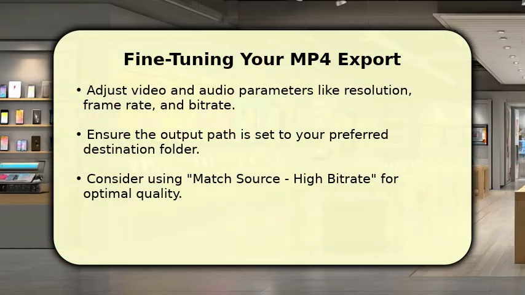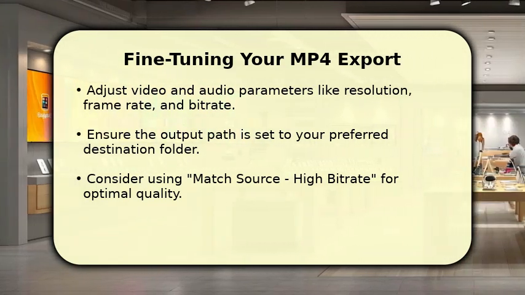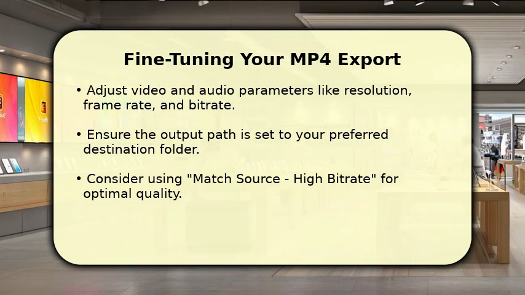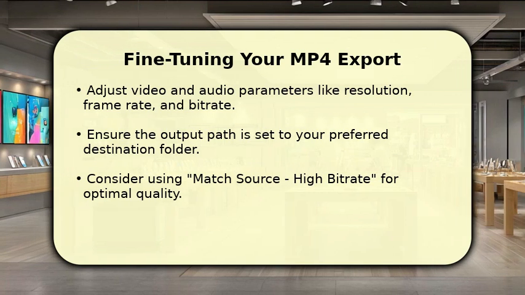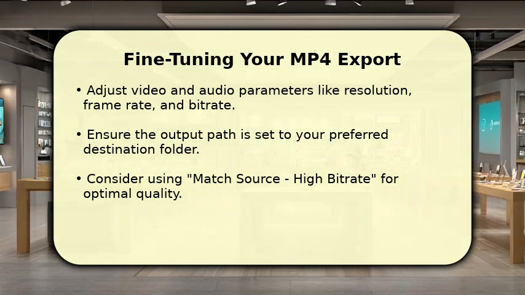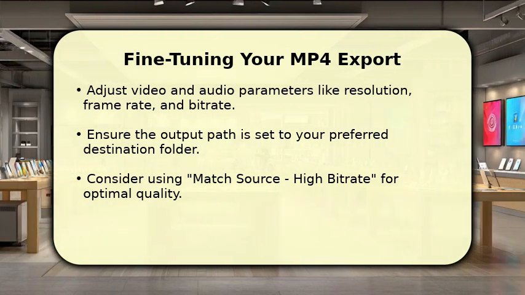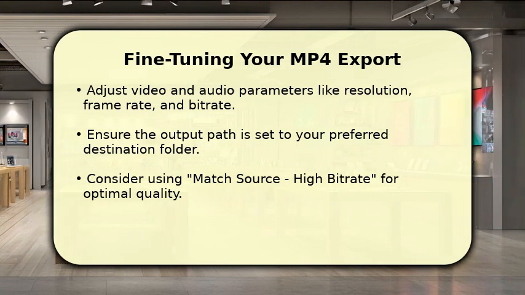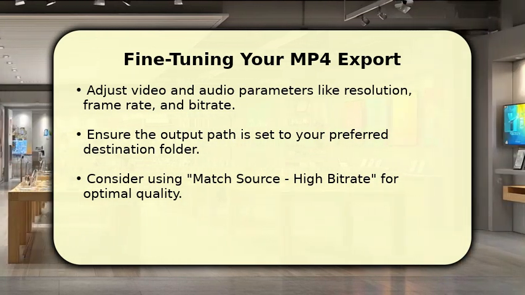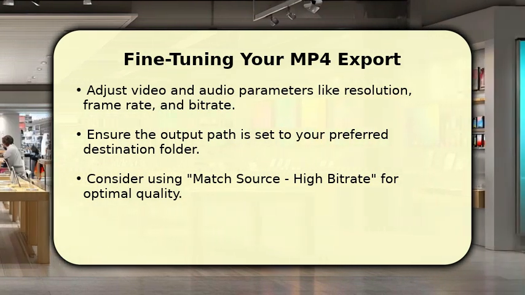Now, let's fine-tune your export settings. Click on the Format or Preset to open the Export Settings dialog. Here, you can adjust crucial parameters such as resolution, frame rate, and bitrate for both video and audio. It's important to set your output path to a convenient location on your computer. For excellent quality, consider using a preset like Match Source High Bitrate. Always review your selections to ensure they align with your project's requirements before proceeding.